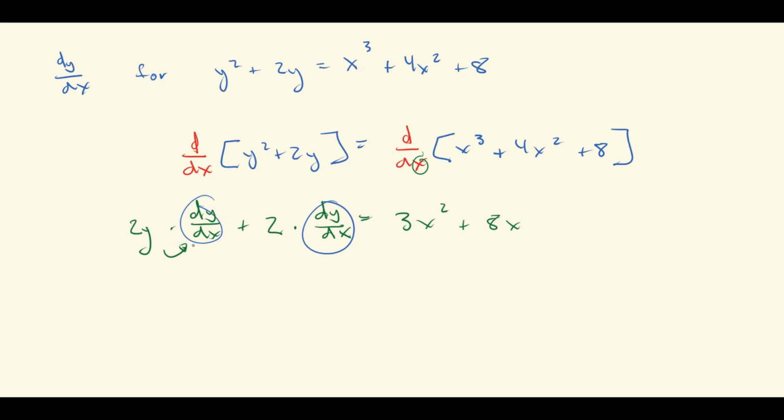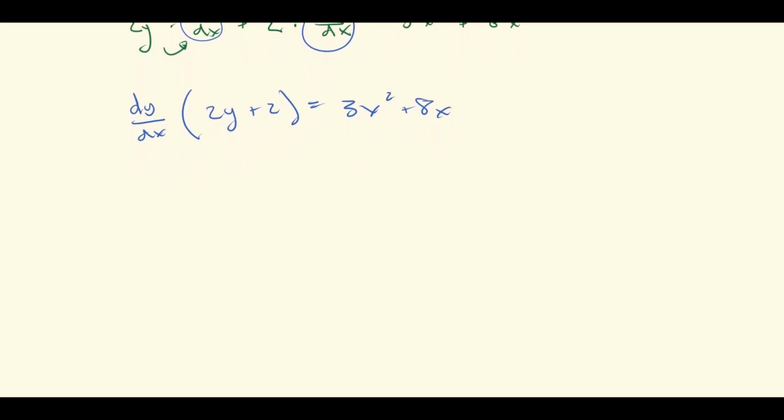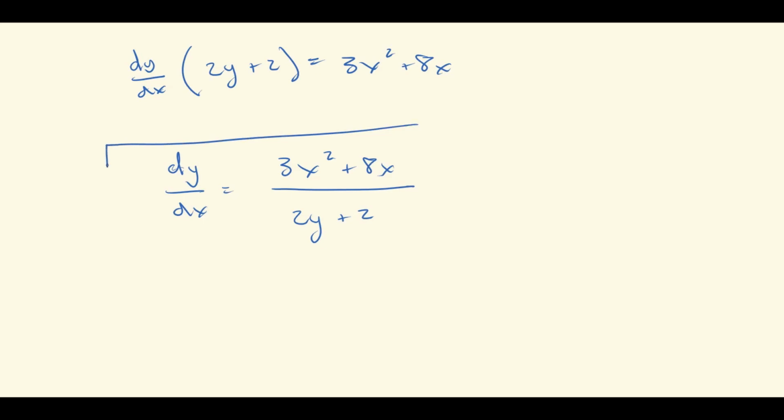So we'll do that by factoring it out. So we get dy dx times 2y plus 2 is equal to 3x squared plus 8x. And then we'll go ahead and isolate dy dx, and we'll do that by dividing both sides by 2y plus 2, giving us dy dx is equal to 3x squared plus 8x divided by 2y plus 2. And that's it. This is the derivative.